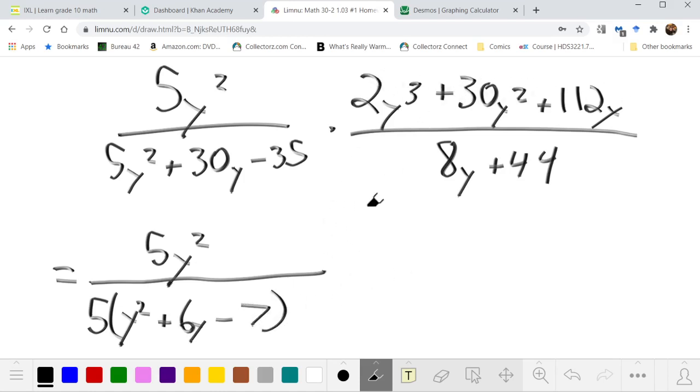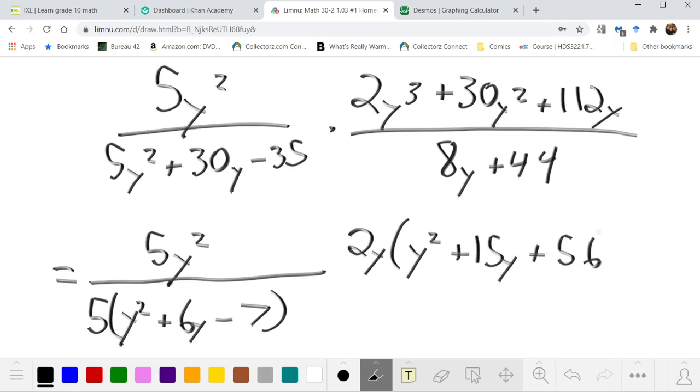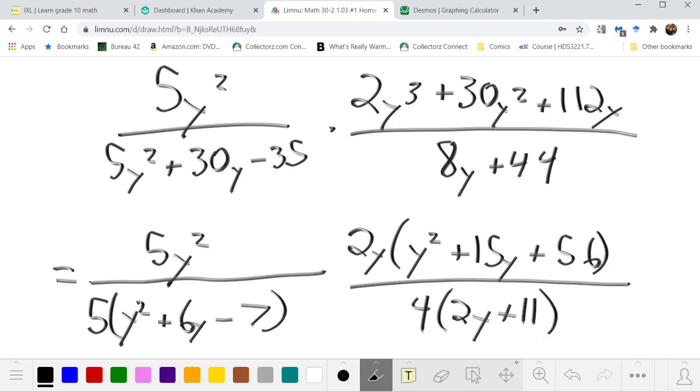In our second numerator, we do have a common factor of 2y, leaving us with y squared plus 15y plus 56, and a denominator with a common factor of 4, leaving us with a 2y plus 11.